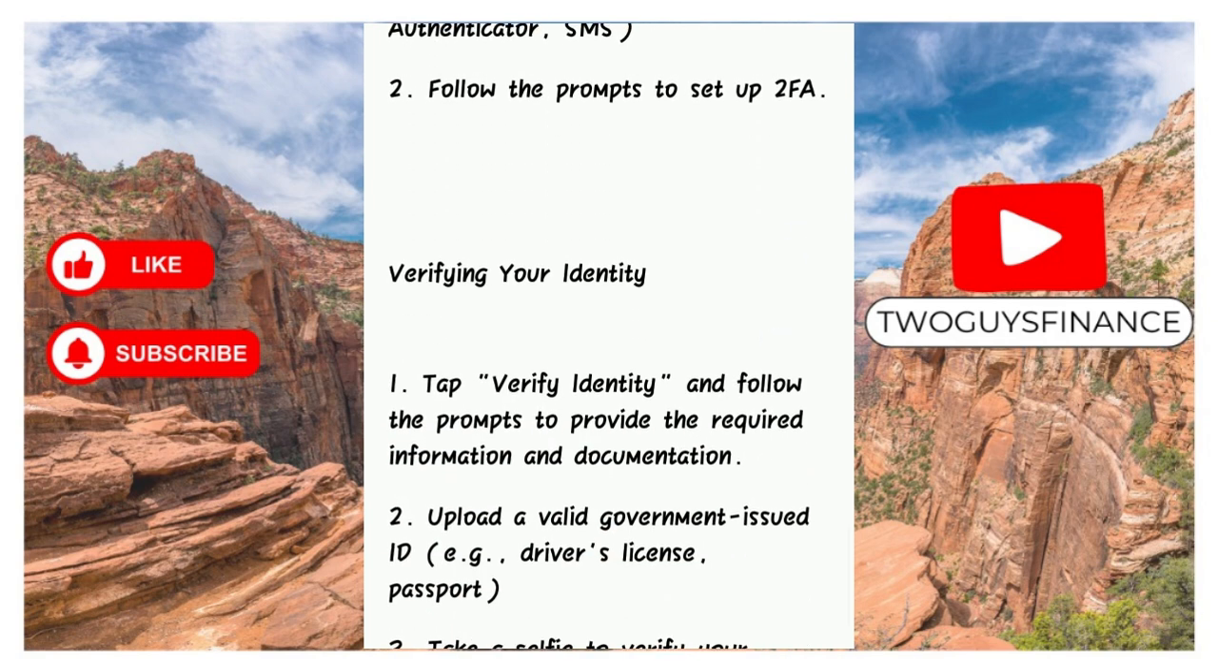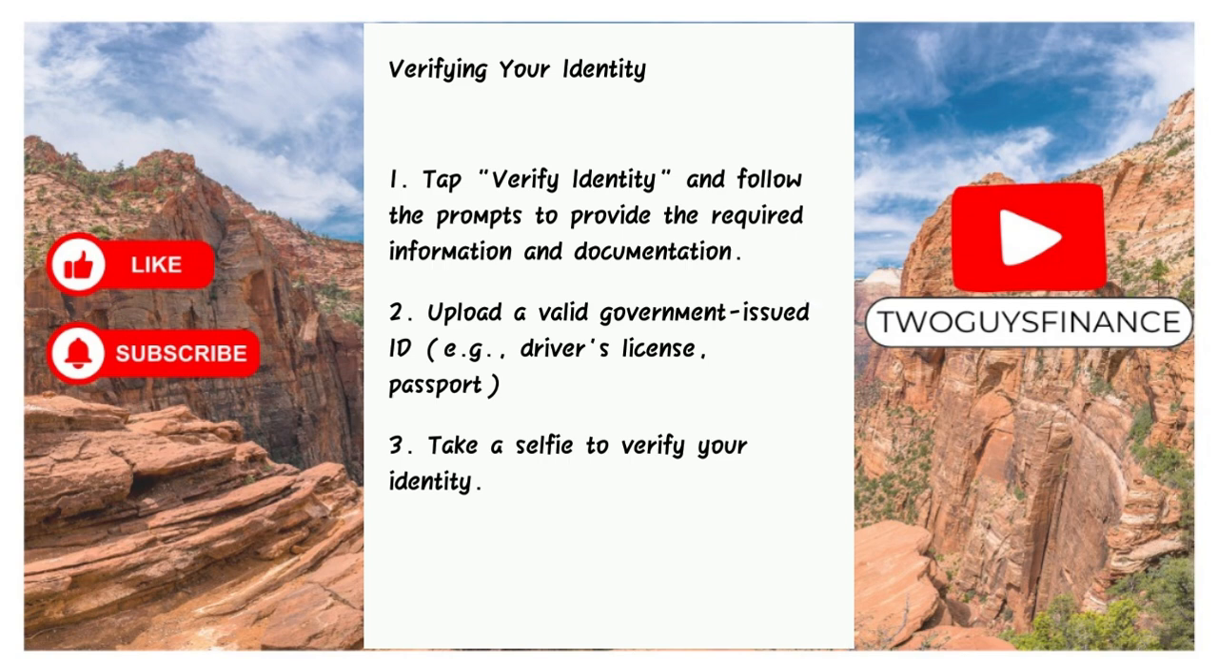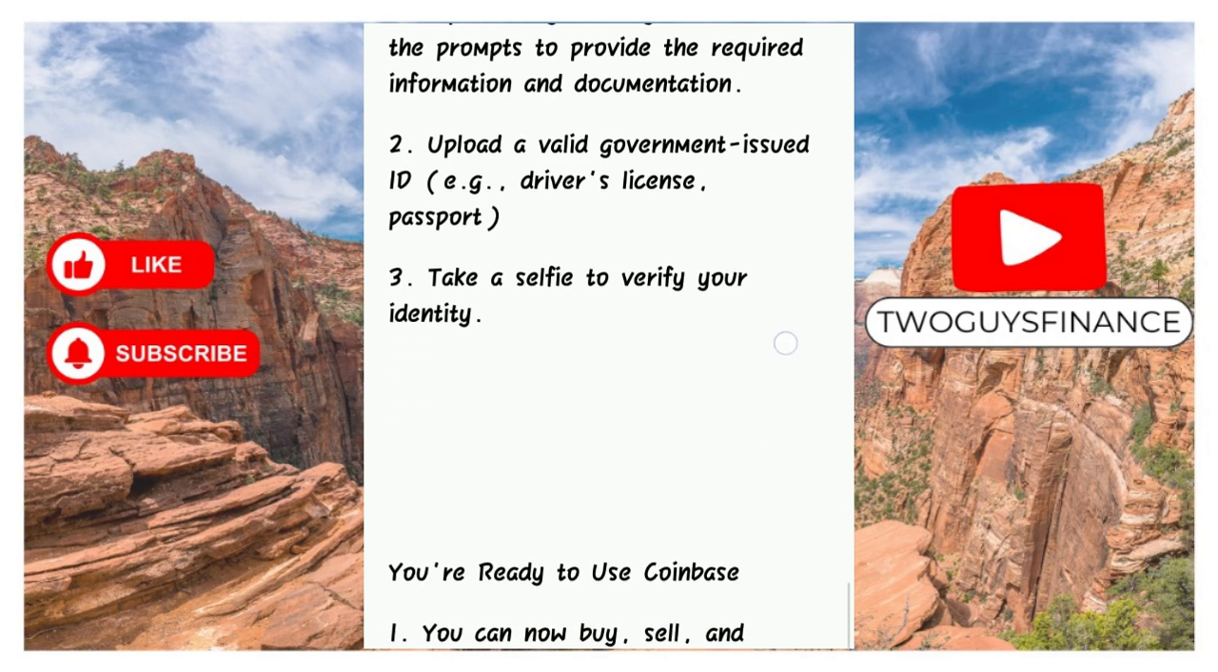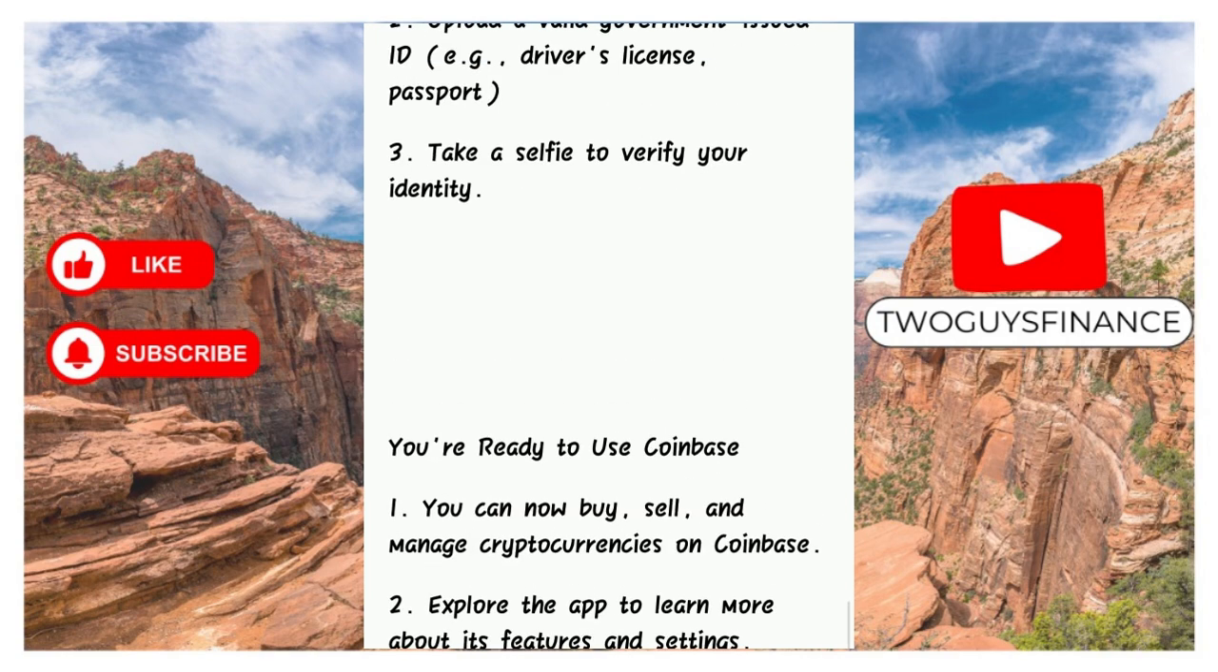Then you need to verify your identity, and the way to do that is to tap verify identity and follow the prompts to provide the required information and documentation. That could be a driver's license or whatever. Of course you also have to take a selfie to verify your identity. Take your time in this step, don't skip it. These are important details, so make sure you sort those out meticulously. And once you're done, you are ready to use Coinbase.